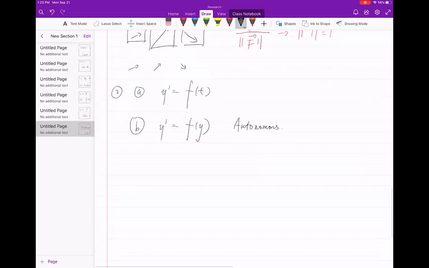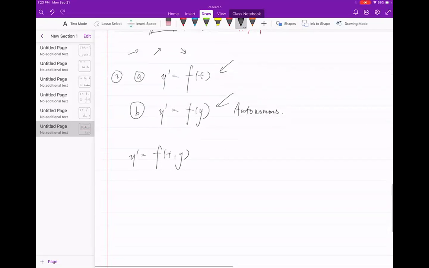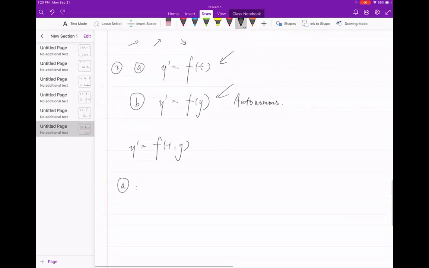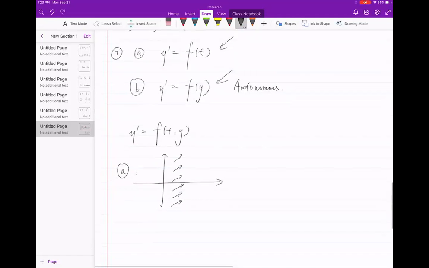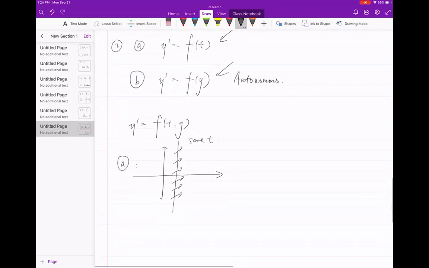You know, in general, your y prime should be a function of both t and y. But if you have one of these cases, that means your direction field is easier to draw. For example, for A, if it only depends on t and doesn't depend on y, that means what? That means for the same t, you should have the same vector. That means all those vectors on the same vertical line should be parallel to each other because they share the same t. That's case 1.